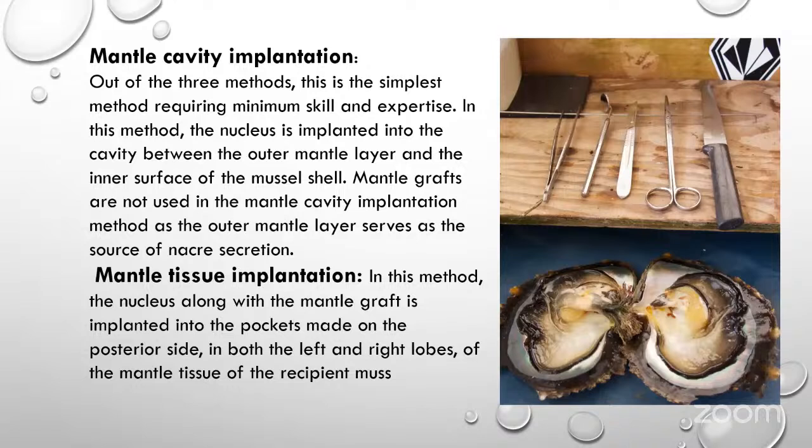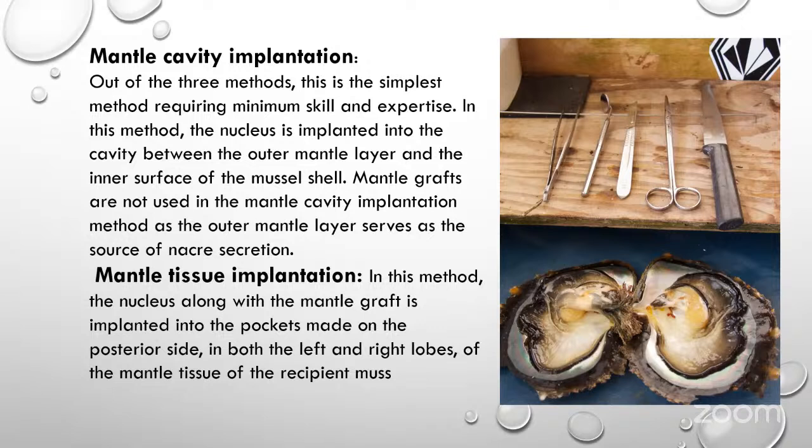Now, what is mantle cavity implantation? Out of the 3 methods, this is the simplest method, requiring minimum skill and expertise. In this method, the nucleus is implanted into the cavity between the outer mantle layer and the inner surface of the mussel shell. Mantle grafts are not used in the mantle cavity implantation method as the outer mantle layer serves as the source of nacre secretion.